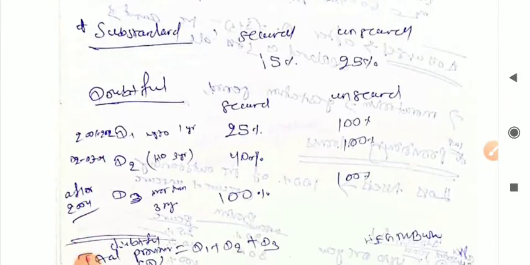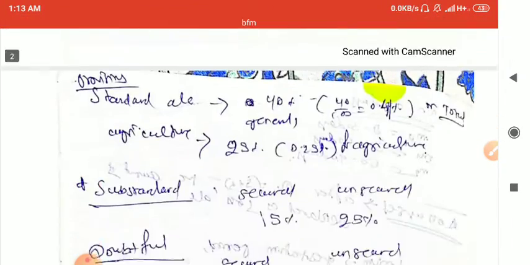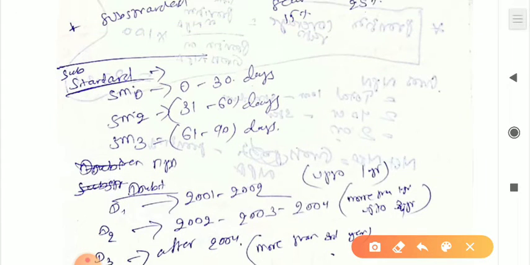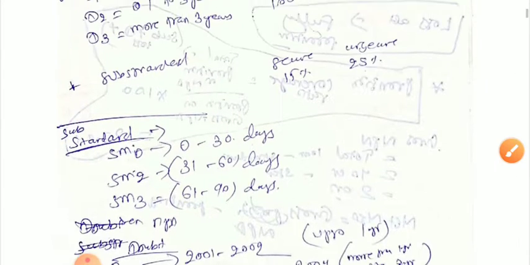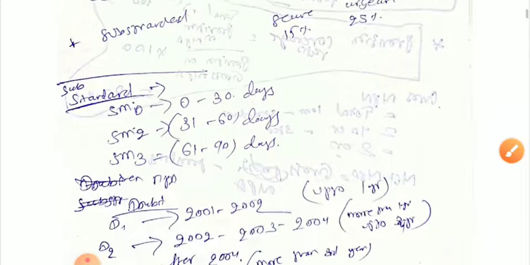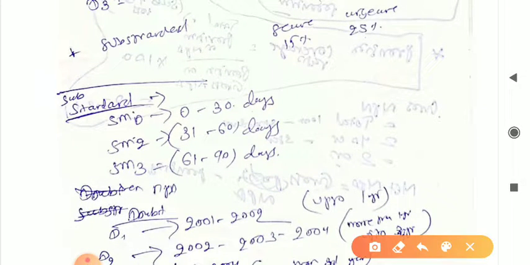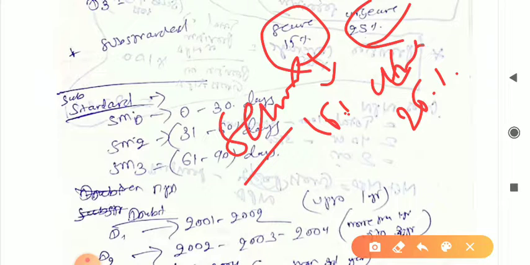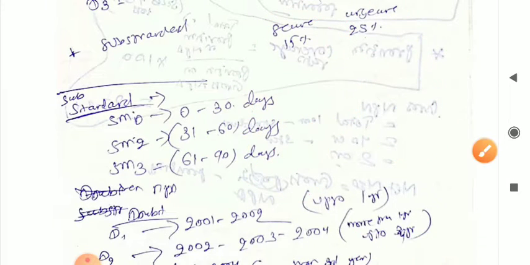So these are the provisioning norms. Let me discuss here. So it's clear. Here SM0 is substandard 1. For substandard, for secured it is 15% provisioning, unsecured will be 25% provisioning. That is for secured and this is for unsecured, right? Remember this.